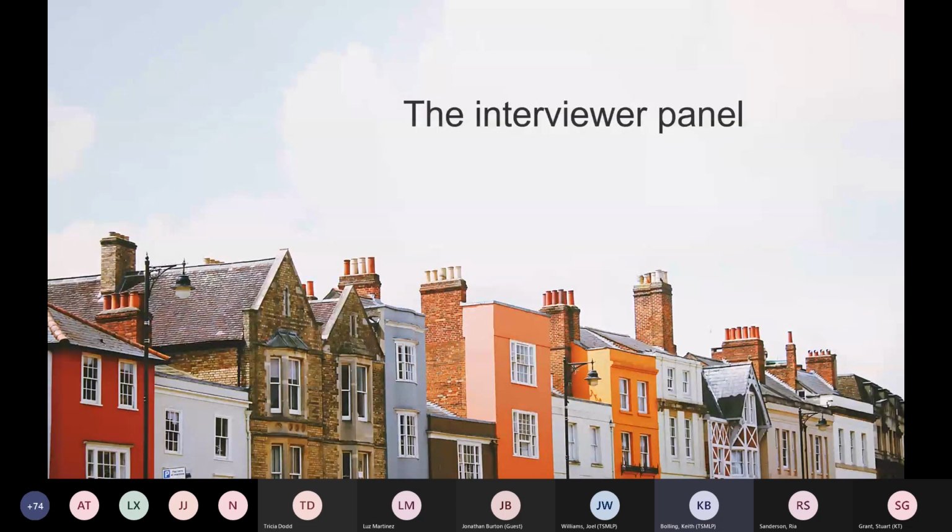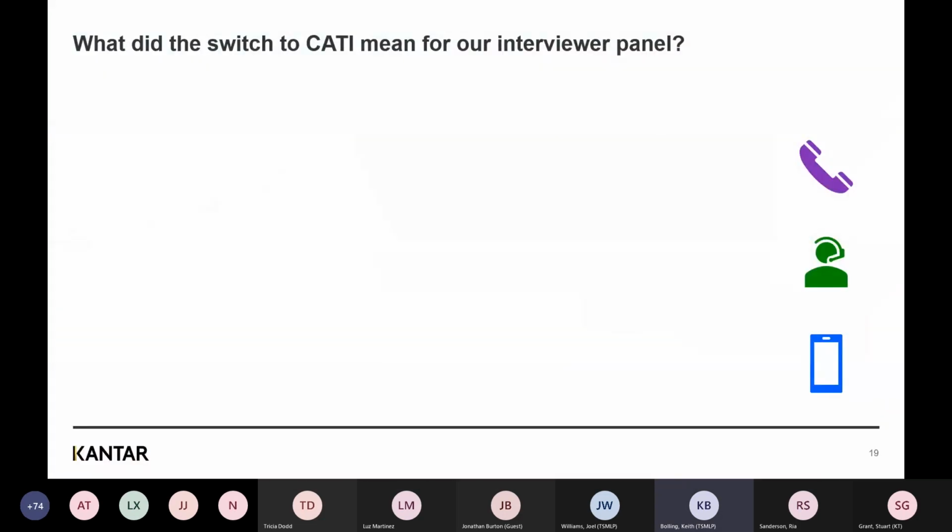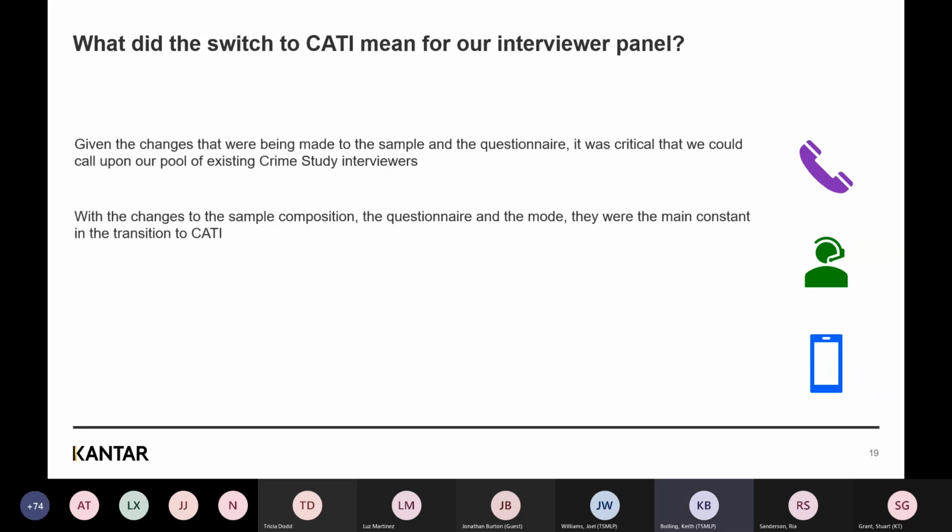So we've obviously spoken about the fieldwork, the sample, the questionnaire, and the advanced materials. I just wanted to briefly talk around the interviewer panel as well. I think some of the presentations last week, if not this week, have spoken about potentially switching to specialist telephone interviewers. For us, it was critical that we kept our existing crime study interviewers. With all the changes happening around us, changes to the sample, the questionnaire, the mode, they were really the one constant that we had in that transition period.